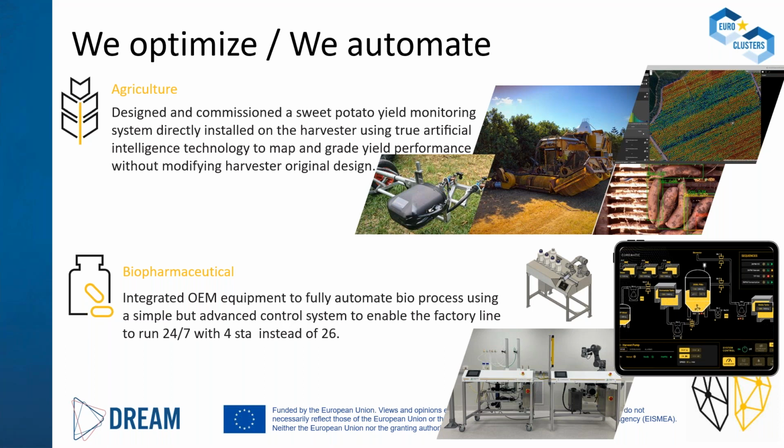And the second project was in biopharmaceutical. We automated a factory line from the start. The factory needed more than 26% to run 24/7, and we automated it without buying new machines, just by integrating all the equipment they had, and the factory line now runs with only 4 people. So these are two examples of what we can do.